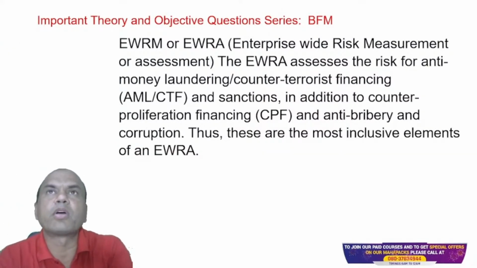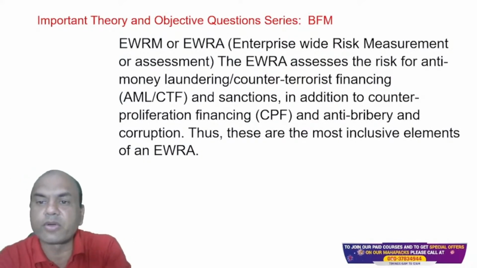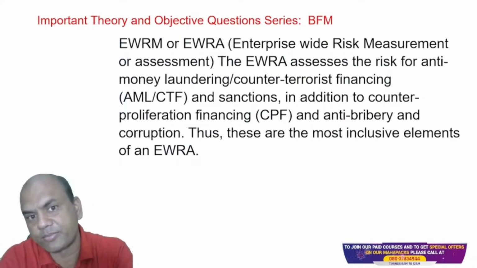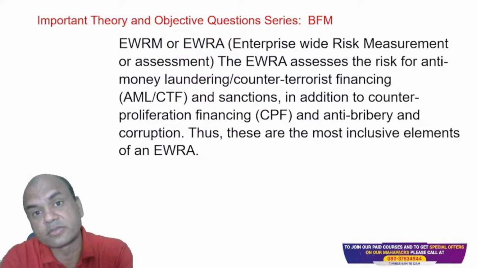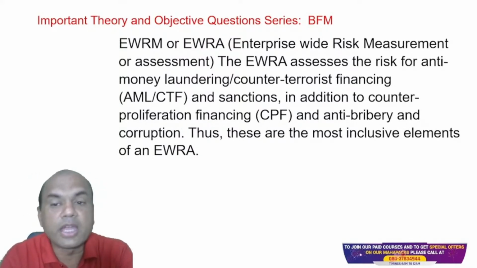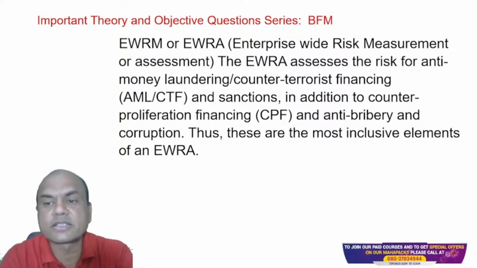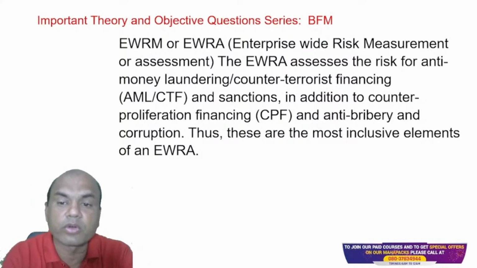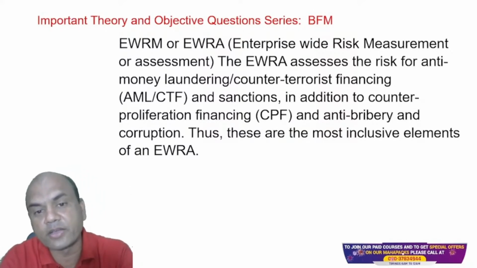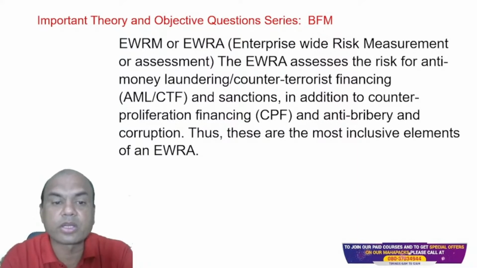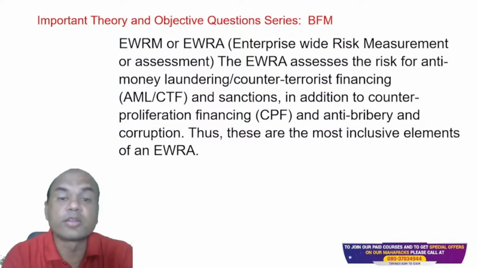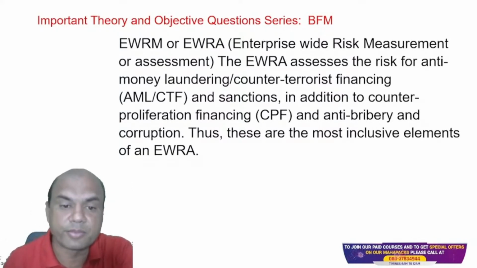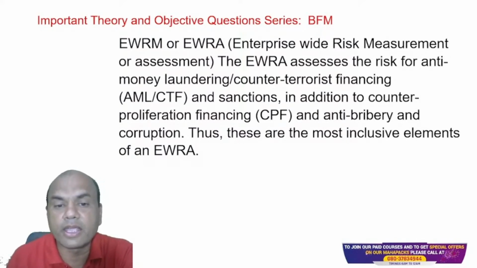What is EWRM or EWRA? What do you mean by this? Enterprise-wide risk measurement or risk assessment. Enterprise-wide means total, related to the complete company. EWRA or EWRM assesses the risk of anti-money laundering, counter-terrorist financing, meaning AML and CTF, and sanctions, in addition to counter-proliferation financing and anti-bribery and corruption. Now these are important terms which may come to you in the exam. So money laundering, AML, counter-terrorist financing, meaning terrorist financing.